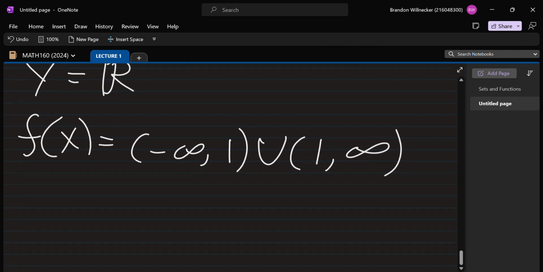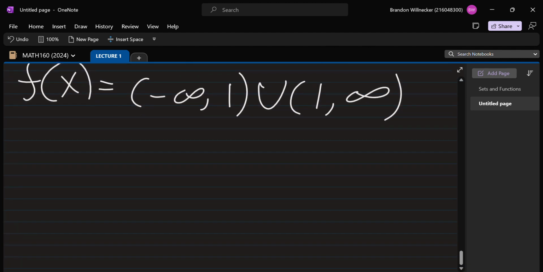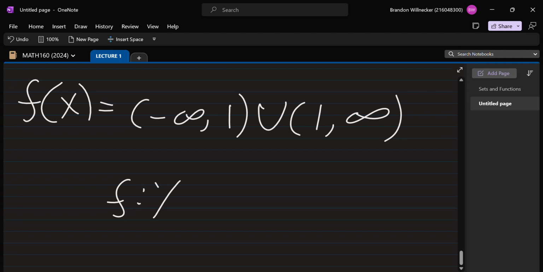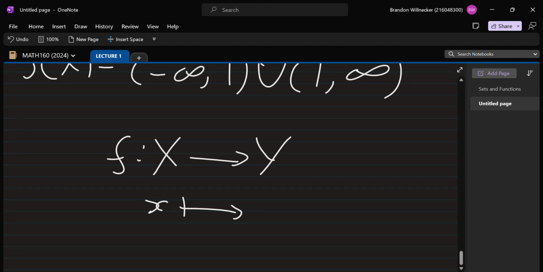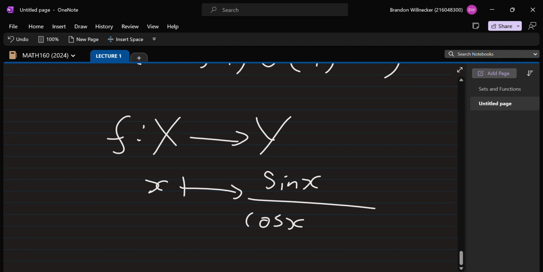Okay, so let's write something really crazy down and work our way through it. F goes from x to y. X goes to... Okay, at the top, let's put sine of x. Now we're going to build up a denominator. Let's say cos of x, plus a half. I feel like trig functions are fine. We know how to work with trig functions, no problem with that.